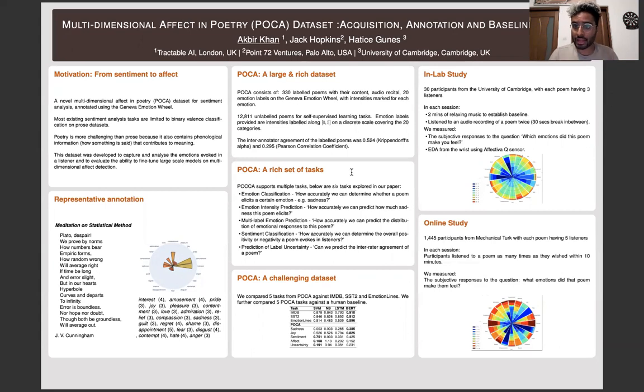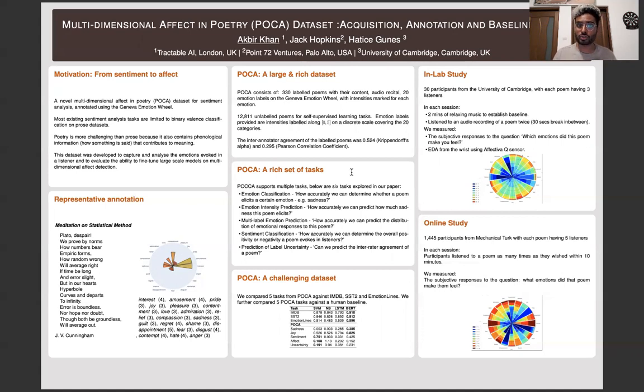So now we've established what was being annotated and where we annotated. Now I'd like to talk about the actual dataset itself. POCA consists of over 330 labeled poems with their content, audio recitals, and the emotional labels from the Geneva Emotional Wheel. Each poem was listened to by at least 3 to 5 participants, which means that means and variances were reported. We also provided an additional 1,200 unlabeled poems for self-supervised learning tasks, which can also be used to extend POCA at a given time. The inter-annotator agreement for the labeled poems was 0.5 Krippendorff's alpha, and 0.95 Pearson's correlation coefficient.